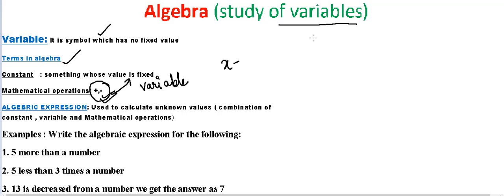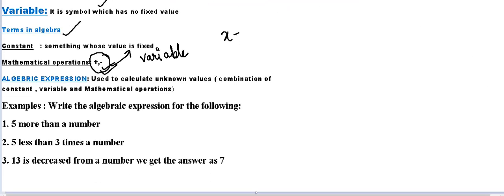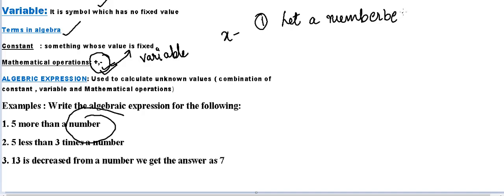These examples are basically questions on how to solve equations. Let us look at the examples. The very first example says: 5 more than a number. What is this number? We don't know the value of this number. So let us take the number as x. Let the number be x, as I don't know what this number is.